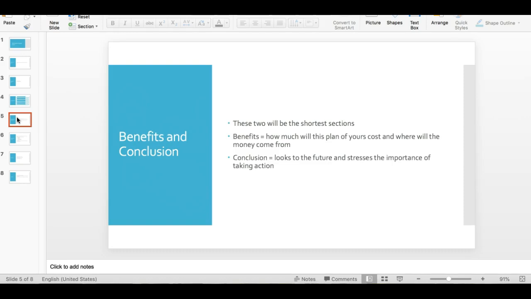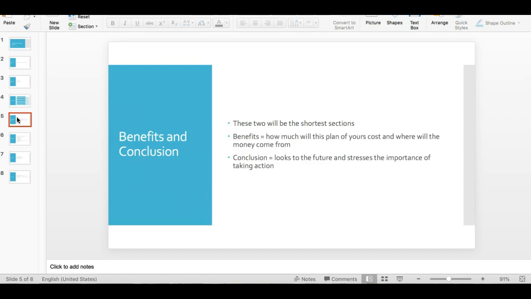So in the benefits paragraph, you will talk about how much this plan of yours is going to cost and where the money will come from. I'm going to talk a little bit more about this, so chill. I don't want you to start taking out Excel spreadsheets and using calculators. This is English. It is not math. So just chill for a second.